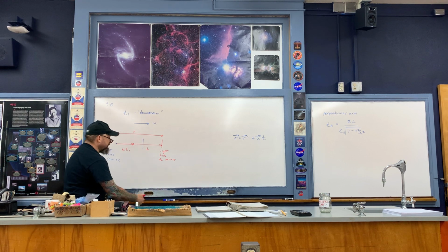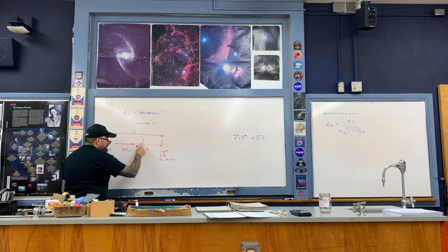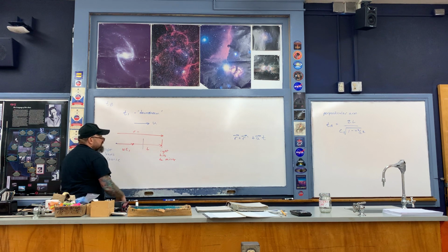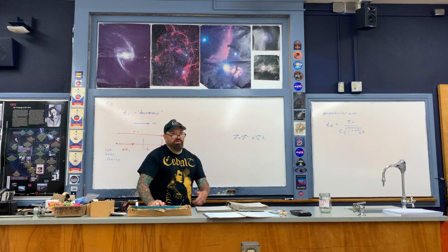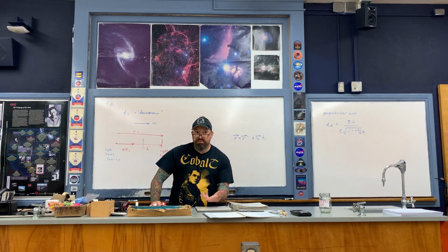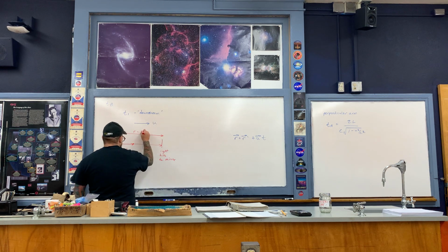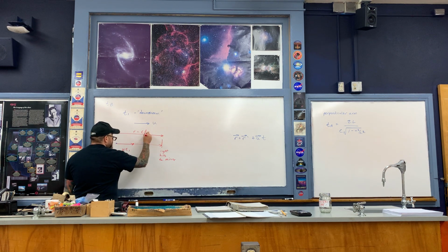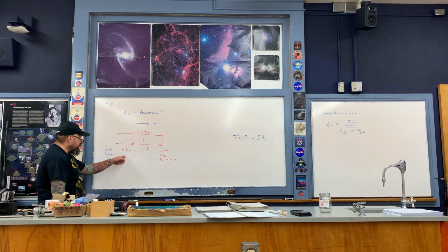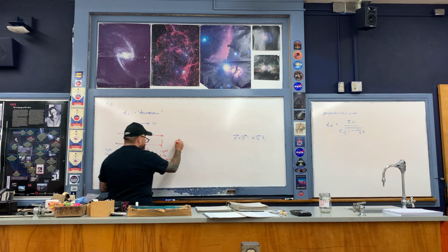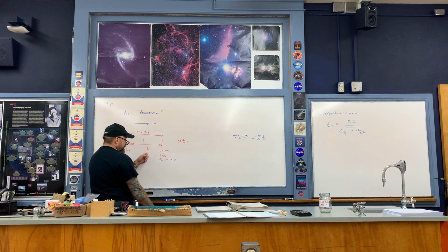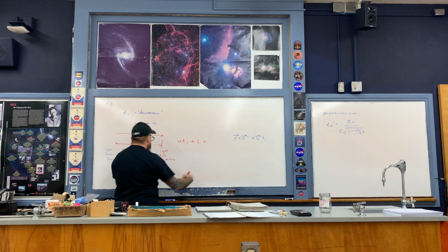Notice how the vectors add together here. We have UT plus R prime is equal to R. Now, once again, the position of the light relative to the ether was assumed to be the speed of light c multiplied by this time of T1. Like so. And now let's just add things up on the diagram. So UT1 plus L is equal to CT1.